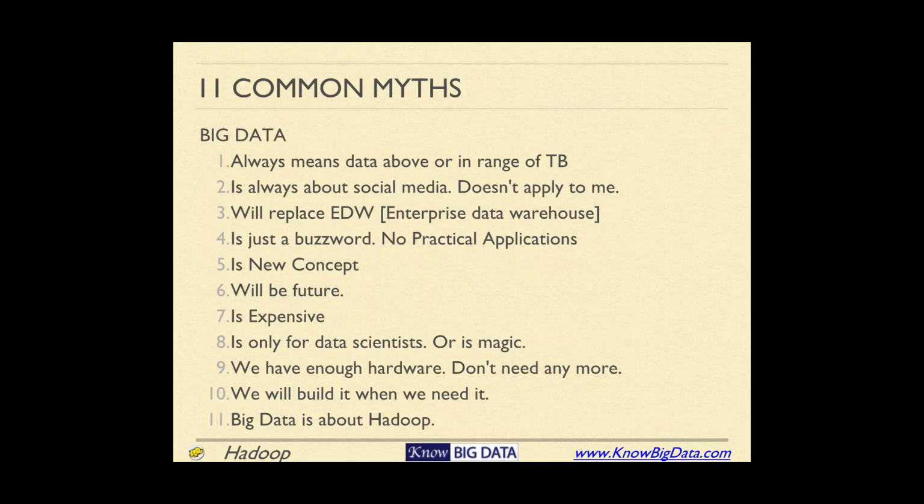We have enough hardware, we don't need any more. It's not about hardware. It's just that there are a few companies, one or two, who are selling their hardware unnecessarily. Why? Because it's not about hardware. It's about the distributed architecture. So you don't have to buy hardware. It's actually the other way around. Most of the distributed architecture has been designed such that you can utilize the existing hardware. You can just network your existing hardware together and let it solve your problem. And we will build it when we need it. This is probably the most fatal statement which I hear from lots of people.